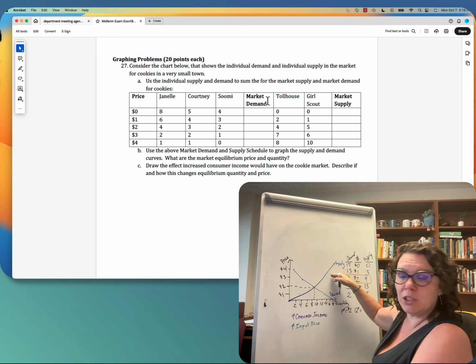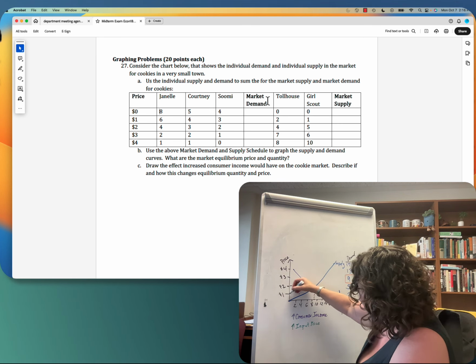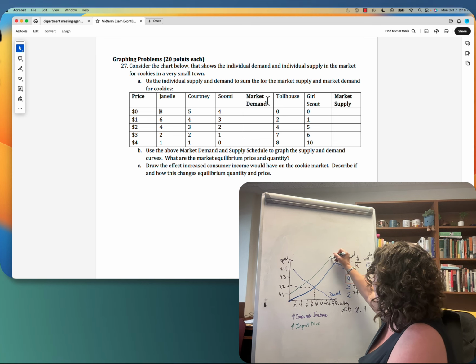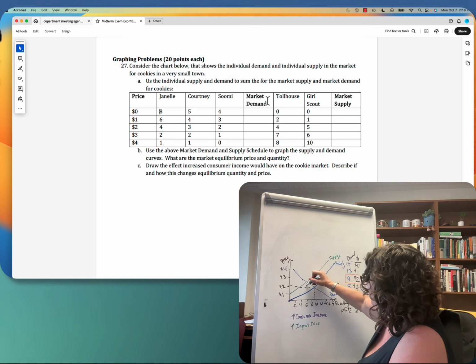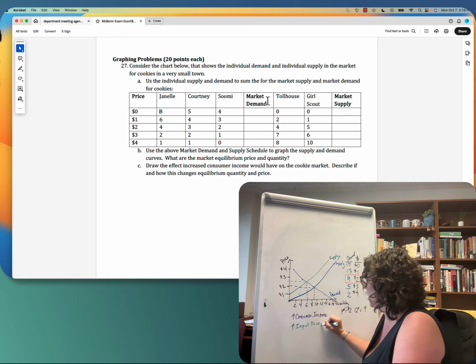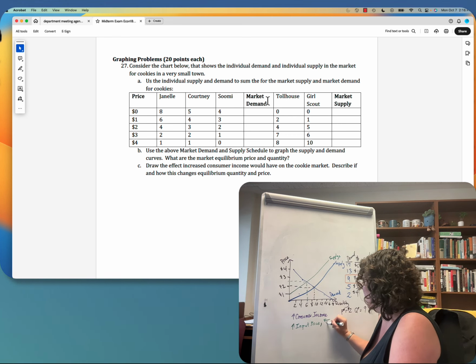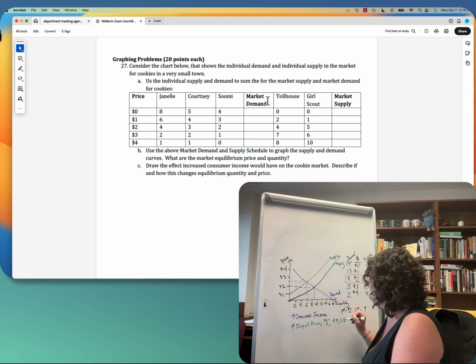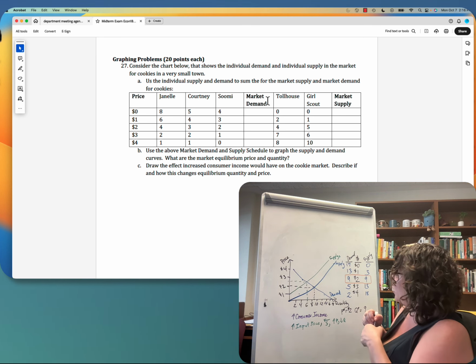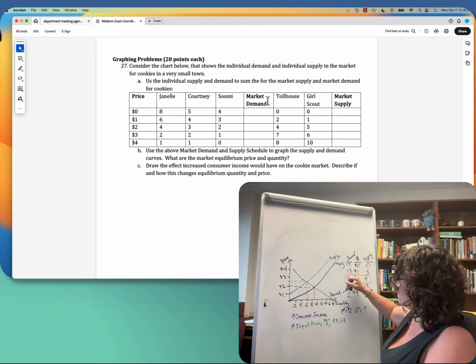It's going to make producing cookies more expensive. So we're going to expect a new supply curve up here. We can call that supply 2. We're going to expect a higher price and a lower quantity. So we would shift supply in, we'd see prices go up and quantity demanded go down. Easy peasy.